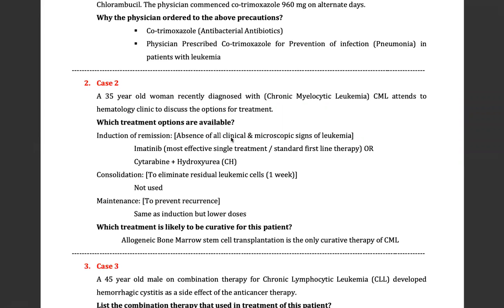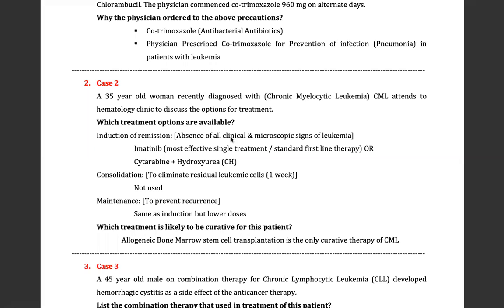Now, for CML, we follow 3 management steps. First one is the induction of remission. Second one is the consolidation. And third one is the maintenance. What do you mean by induction of remission? In the induction of remission, after giving the drugs, there is an absence of all clinical and microscopic signs of leukemia.